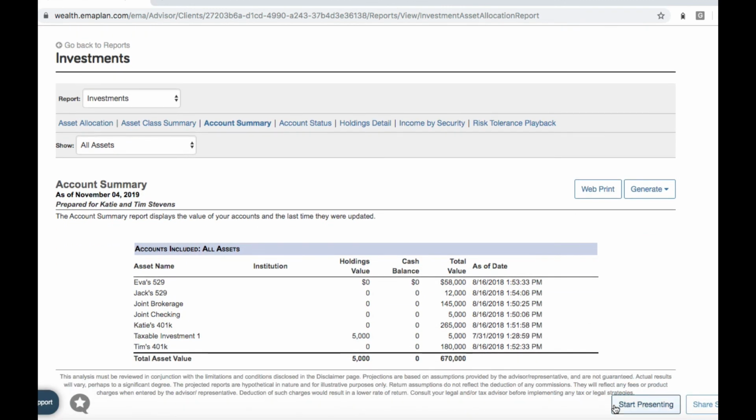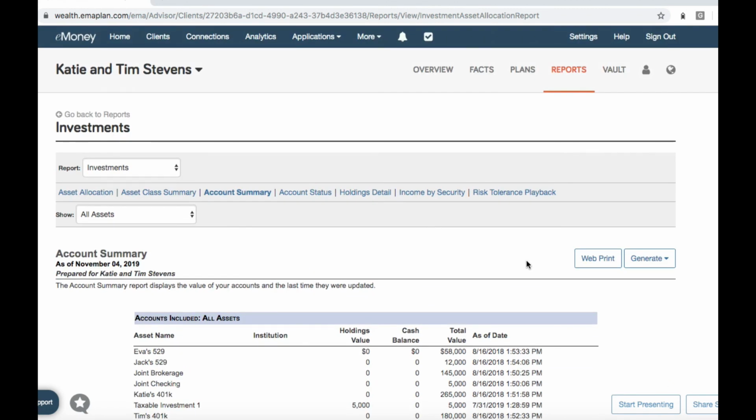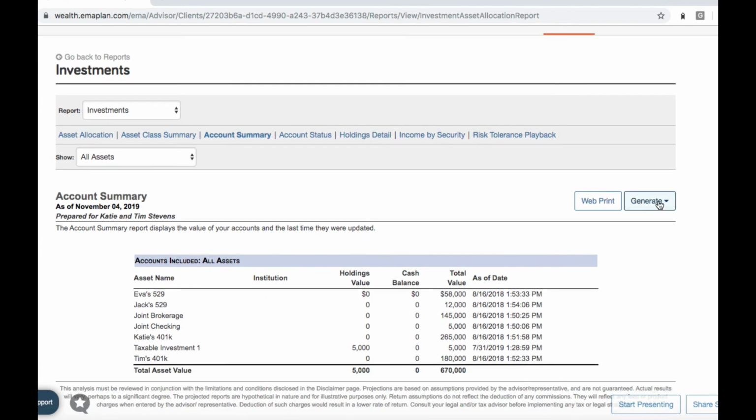Also right here, start presenting. I can share my screen. So if I'm coaching you and we wanted to take a look at this, I can share my screen with you. You can see what I'm seeing, because again, the client side of this, your side of this, will look a little different and a little less detailed than what I'm seeing. You'll get 95% of the information though. So I can generate a download and send it to the vault.